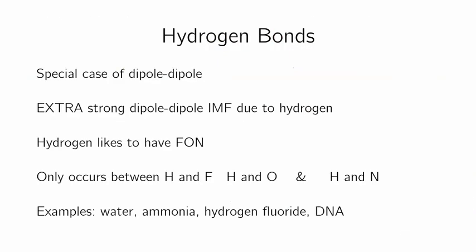We say that hydrogen likes to have fun. So if there's a molecule that has H and F, H and O, or H and N, they will have even stronger intermolecular forces than you would predict. That's why water exists as a liquid, whereas it's very small, with a molecular weight of 18. Other things that are that small, even if they're polar, do not exist as a liquid readily.